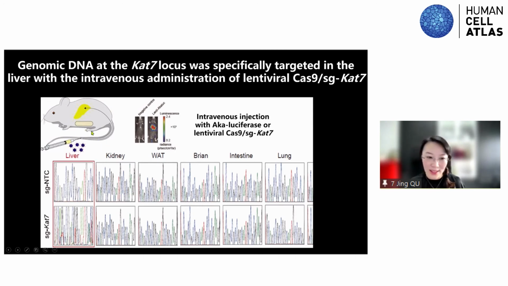We then used the same injection method to introduce the CRISPR system to target KAT7 in vivo. As shown here, only the liver had the KAT7 gene edited among all the organs we detected.